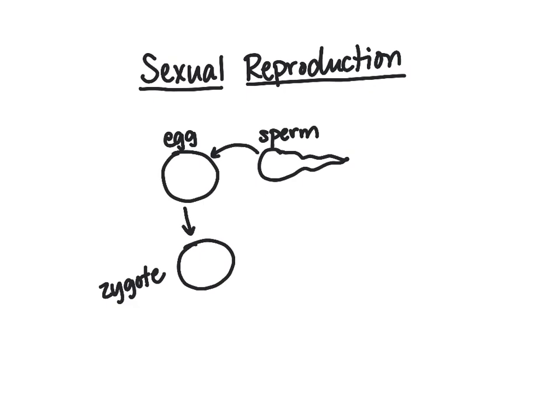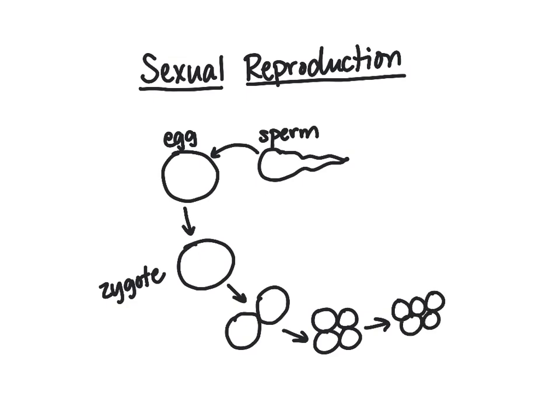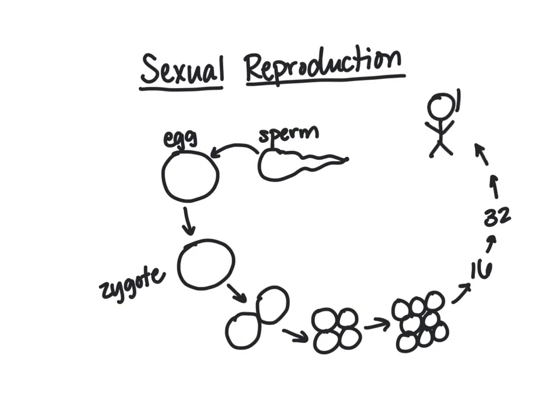Now the zygote starts to go through embryonic development, and embryonic development happens through a lot of mitotic divisions happening very quickly. So one cell becomes two cells, become four cells, become eight, etc., etc. So 8 cells become 16 cells, turns into 32. And this keeps happening until you ultimately end up with trillions of cells producing a human.